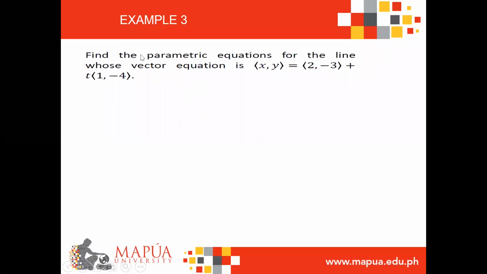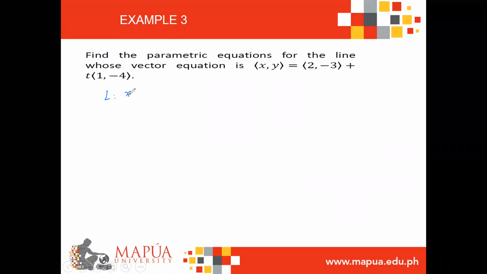Let's work on this third example. It says here, find the parametric equations for the line whose vector equation is <x, y, z> equals <2, -3, 0> plus t<1, -4>. So we have here a line in space because of the presence of two components of your line L. So with that, let us recall again the parametric equation of your line L.